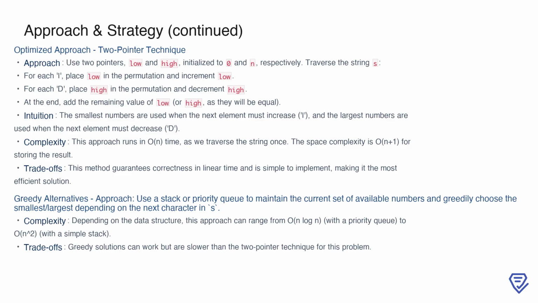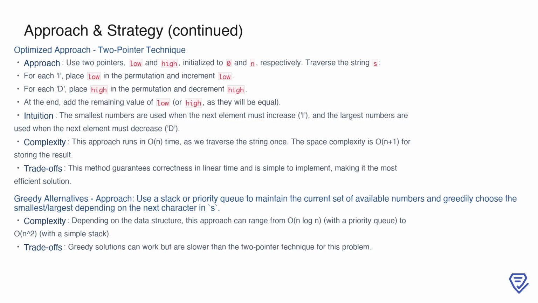when it must decrease. This method runs with a time complexity of O(n), as it processes the string in a single pass, and requires O(n+1) space for the result. It guarantees correctness and is straightforward to implement, making it the most efficient solution.